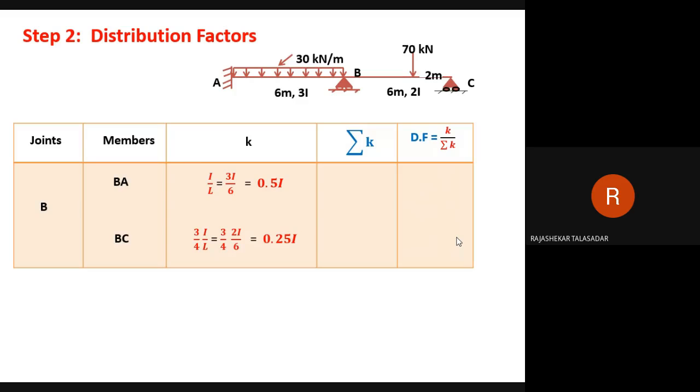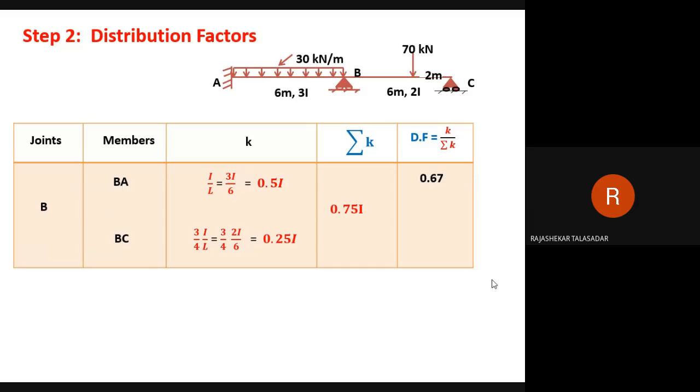Then what is sigma K? Quickly. 0.75 I. Then what is the distribution factor for BA? K of BA divided by sigma K. 0.5 divided by 0.75. It comes 0.67. Please keep your calculator with you and go on calculating so that you can better understand the things. Because don't see like a picture. Just 0.5 by 0.75, it is 0.67.